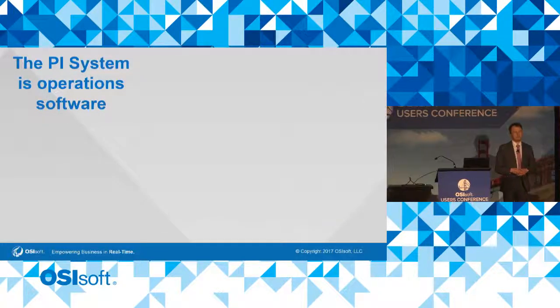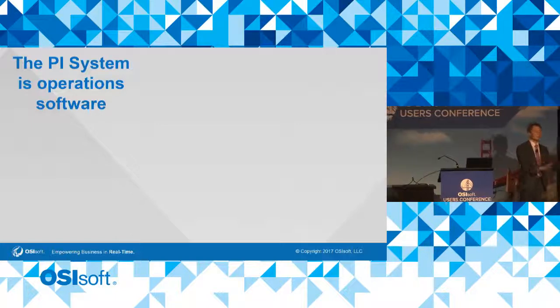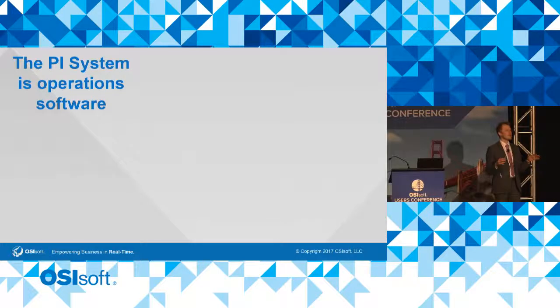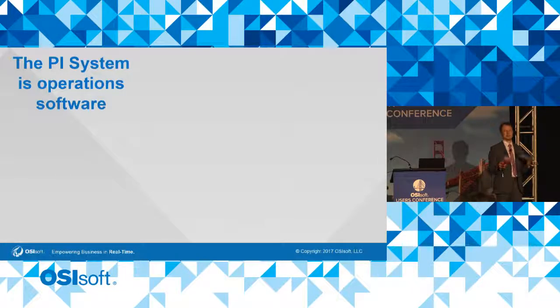All right. So what we said so far is who uses the PI system and what it's used for. Now, let's take a step back and look at where the PI system sits in the greater technological landscape. The PI system is operations software. All right, let me tell you a little bit about what I mean by that.